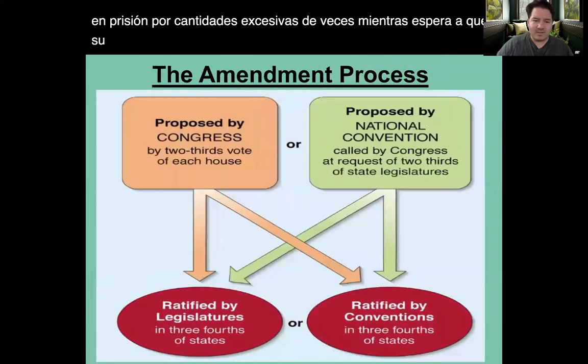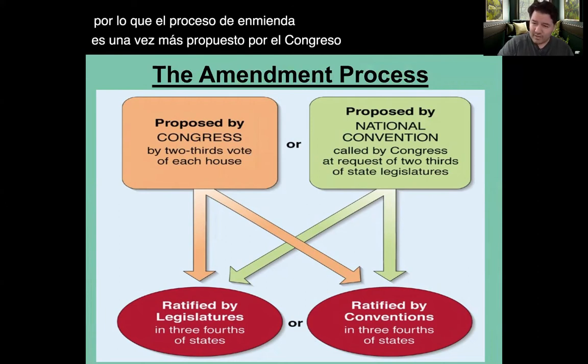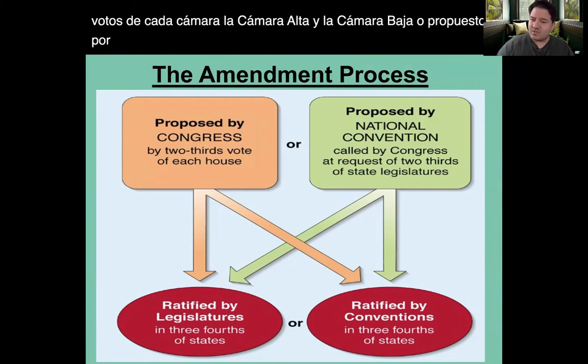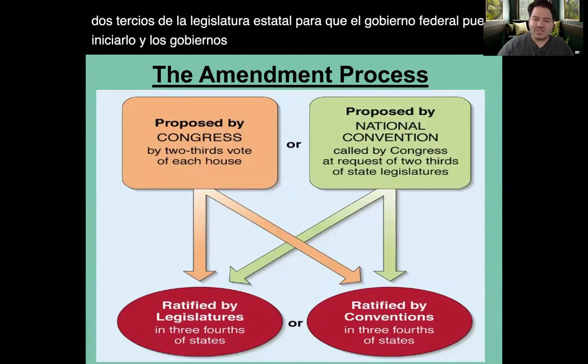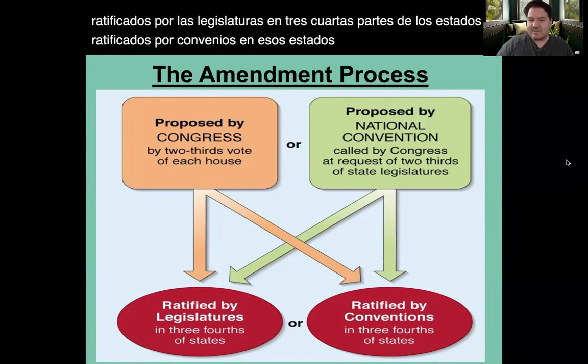So the amendment process. It's once again proposed by Congress by 2/3 of a vote of each house, the upper house and the lower house, or proposed by a national convention called by Congress at the request of 2/3 of the state legislatures. So the federal government can initiate it and the state governments individually can initiate the amendment process. Ratified by legislatures in 3/4 of states or ratified by conventions in those individual states and having 3/4 of those states in agreement.